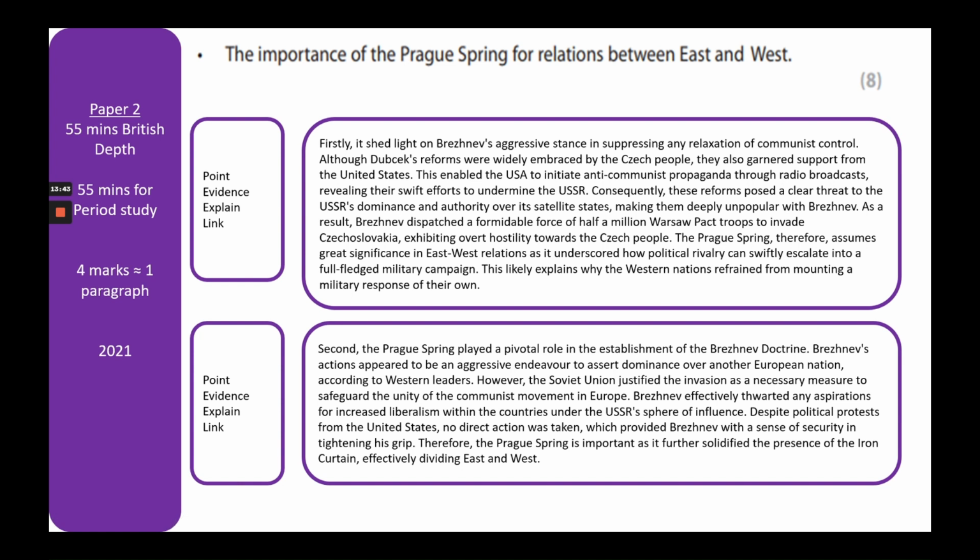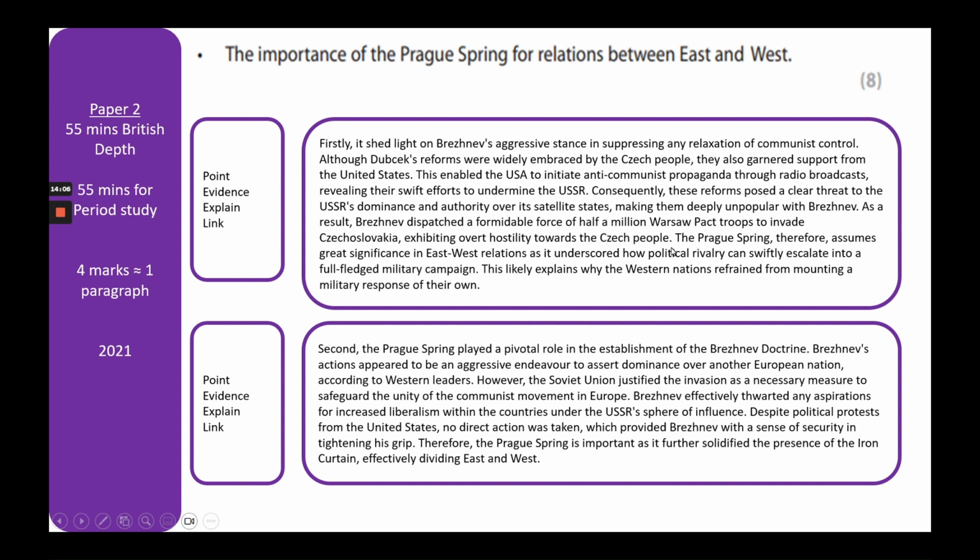Consequently, these reforms posed a clear threat to the USSR's dominance and authority over its satellite states, making them deeply unpopular with Brezhnev. So this is an analysis now. As a result, Brezhnev dispatched a formidable force of 500,000 Warsaw troops to invade Czechoslovakia, exhibiting overt hostility towards the Czech people.